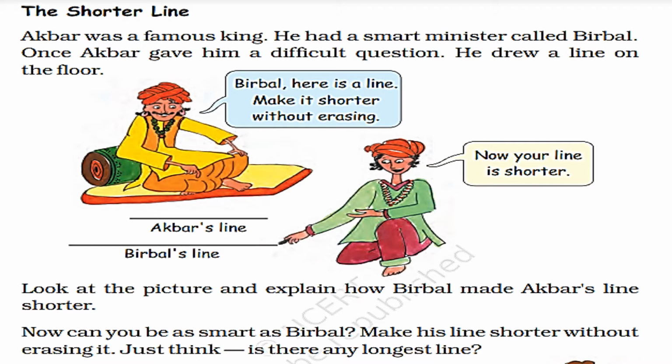He drew a line on the floor. Birbal, here is a line. Make it shorter without erasing. So children, what did Birbal do? He drew a bigger line. Now your line is shorter.